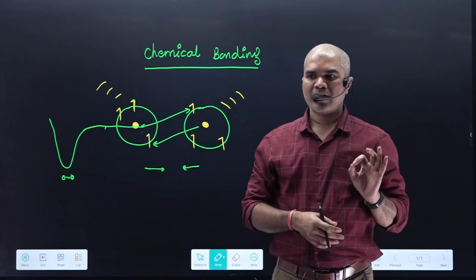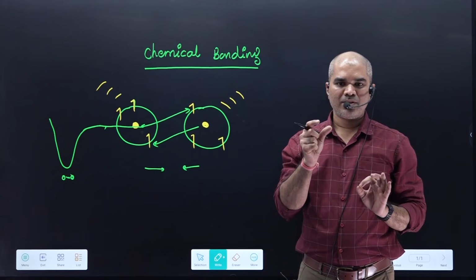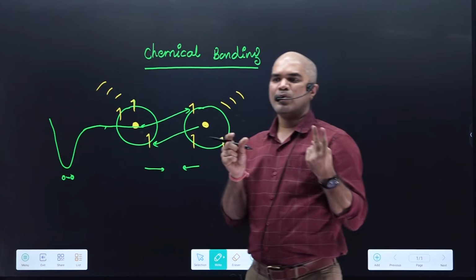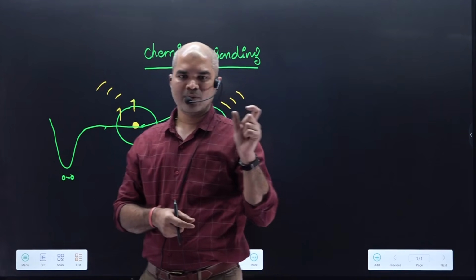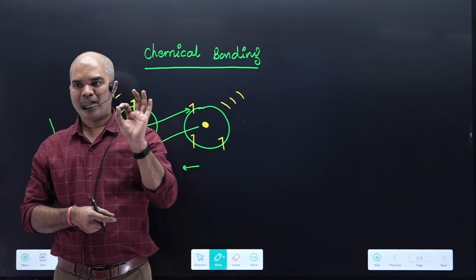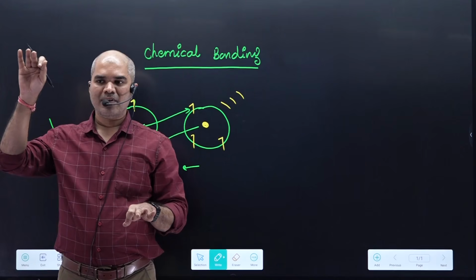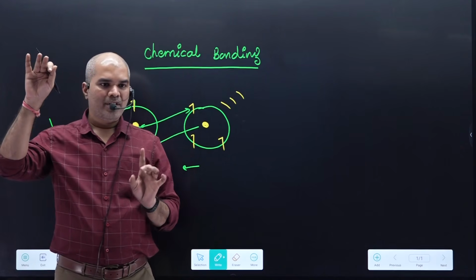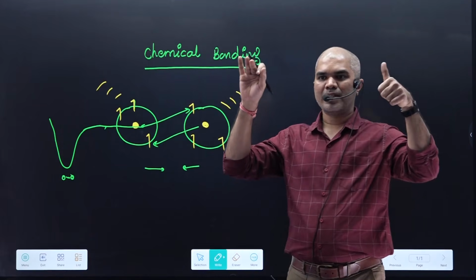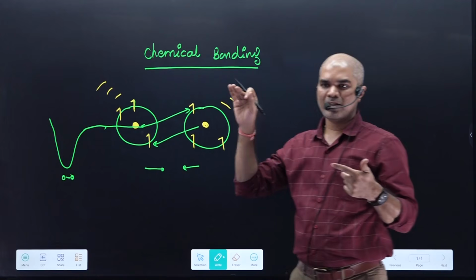So what is the final conclusion? The final conclusion is that atoms combine to give molecules so that they attain stability. And this happens only when attractive forces dominate over repulsive forces. Whenever there are attractive forces, energy will decrease. Whenever there are repulsive forces, energy will increase. This is another point to remember. Repulsive forces increase energy. Attractive forces decrease energy. That will come in molecular orbital theory also.